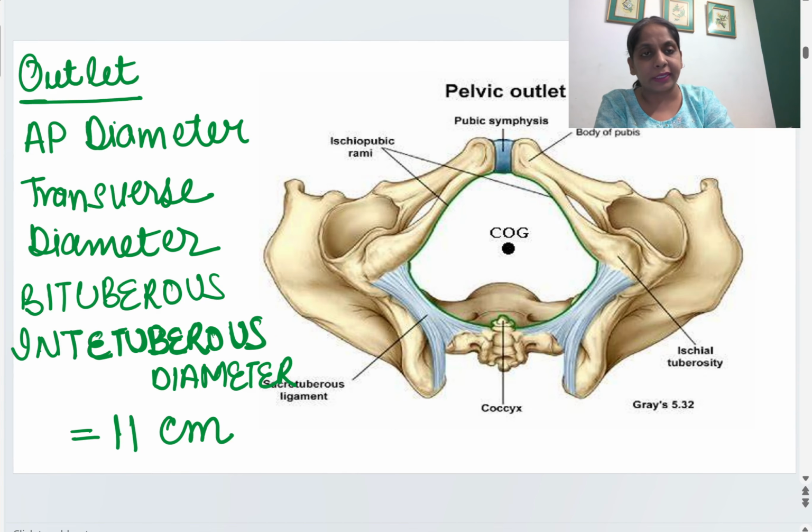Now we have studied the pelvic cavity, and we now know that in the pelvic cavity, the transverse diameter, the interspinous diameter, is the only important one. Now in the outlet also, this is an image of the outlet.